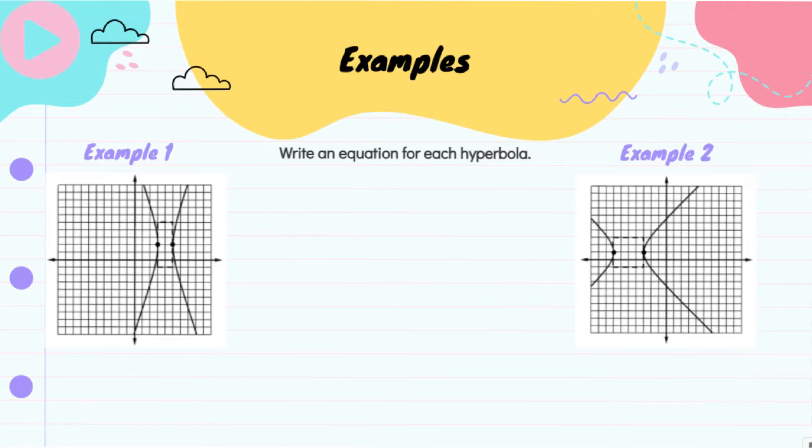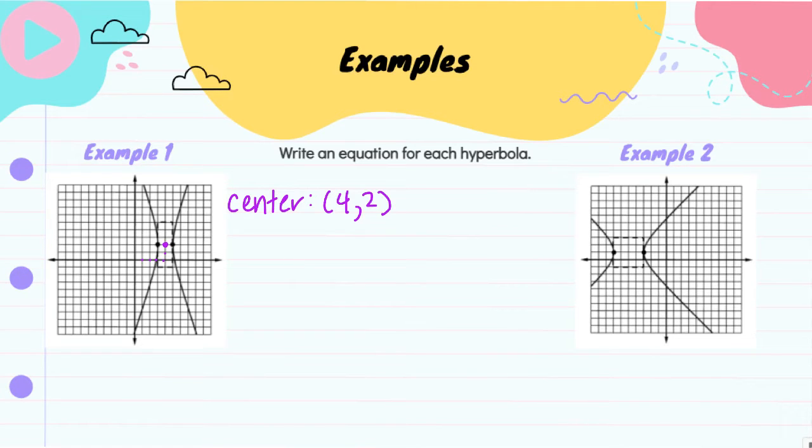Examples. Here we're going to write an equation for each hyperbola given a graph. So the first thing that we need to do is figure out the center of the hyperbola. So let's start with example 1. The center of the hyperbola here is right between the two vertex points that are noted. And that center seems to be 1, 2, 3, 4, 1, 2. So (4, 2).